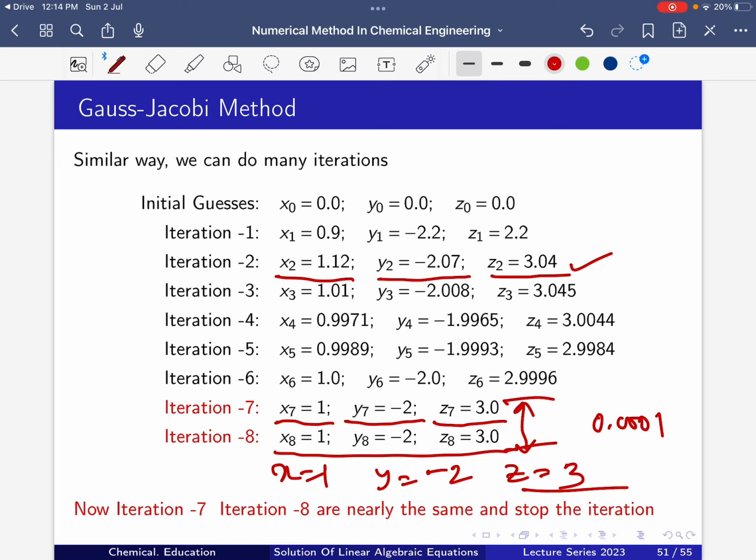Now, what is the stopping criteria? When the two consecutive iteration values are the same or differ by a very small number, like if you subtract x7 minus x8, that will give a very small value, maybe 0.001 or something like that, then we can stop the iteration. So this is the procedure of how we can solve a system of linear equations by the Gauss Jacobi method.